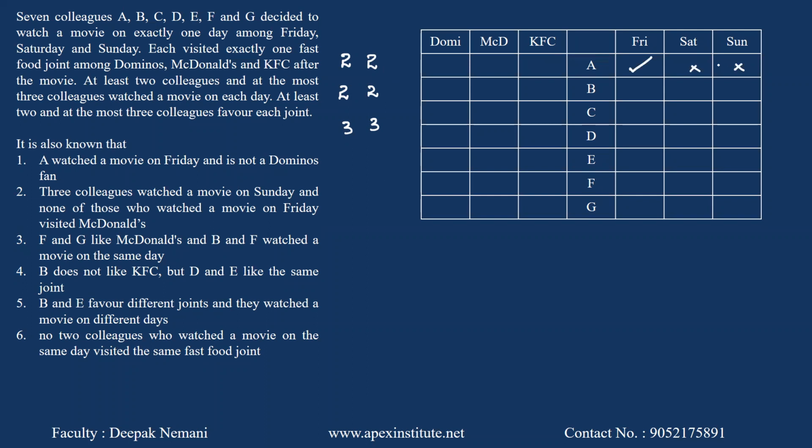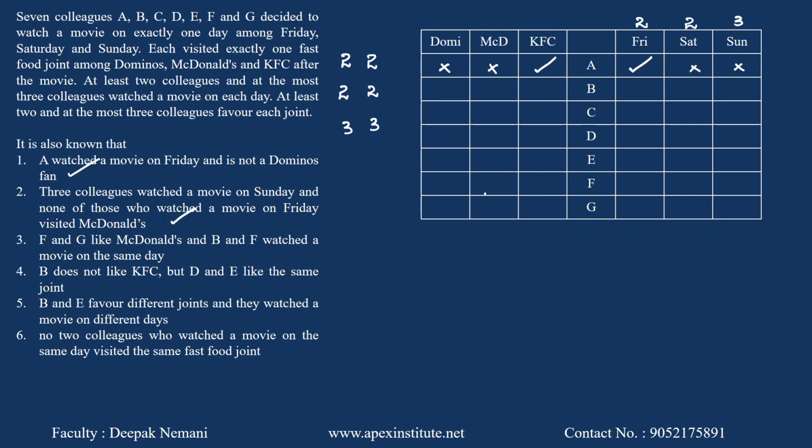Now A watched a movie on Friday. So A did not watch a movie on either Saturday or Sunday, and he is not a Domino's fan. Fine. Now 3 colleagues watched the movie on Sunday. So you have 3 colleagues watching a movie on Sunday, so 2 on Friday and 2 on Saturday. And none of those who watched a movie on Friday visited McDonald's. So A did not visit McD. So A visited KFC. Fine.